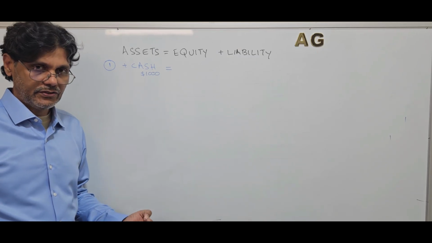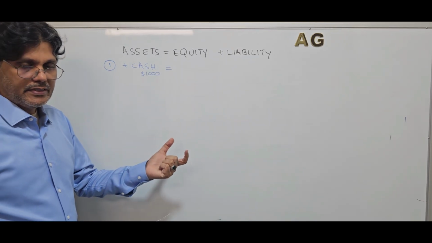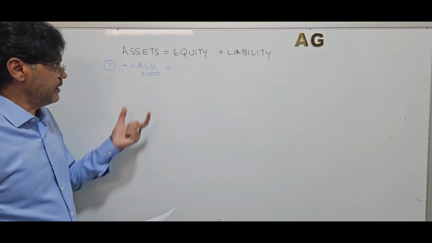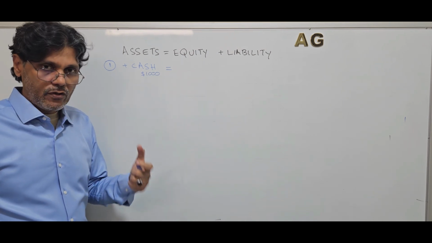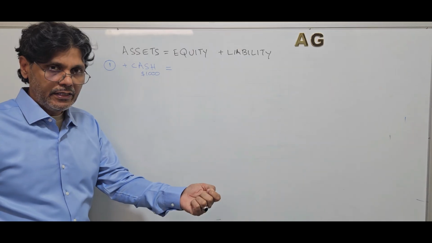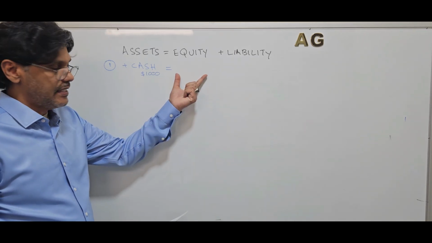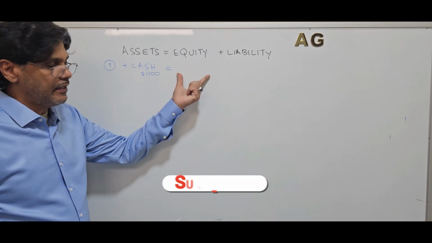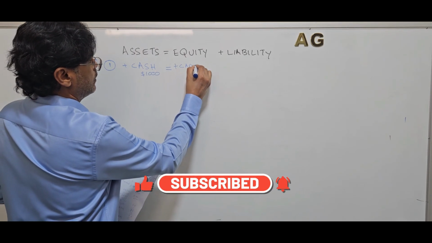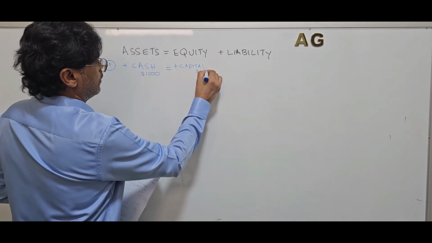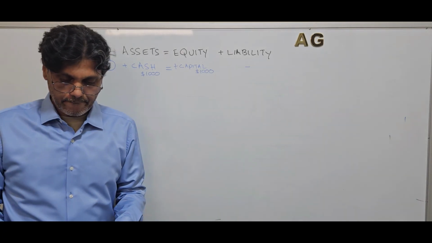Business received cash from its owners. So from the business point of view, business received cash, cash is an asset, asset will increase by $1,000. On the other hand, business has an obligation to pay back this money to its owners. Any obligation towards the owner is known as equity or capital. So the equity, this is capital, will increase by $1,000. There is no impact on liability.